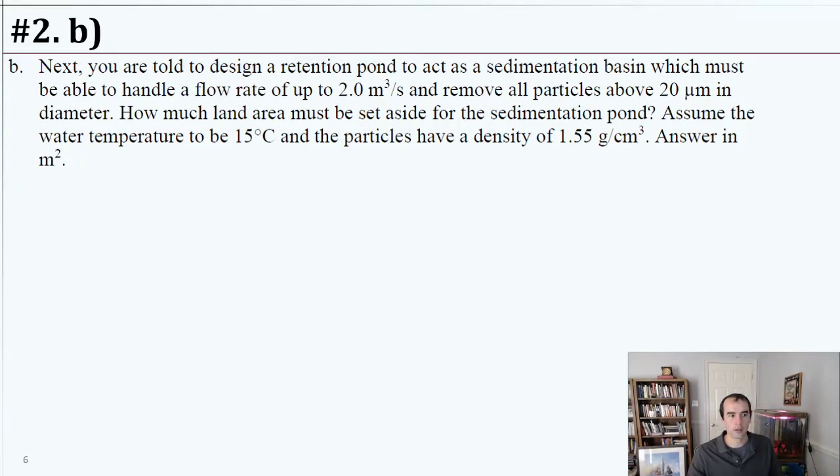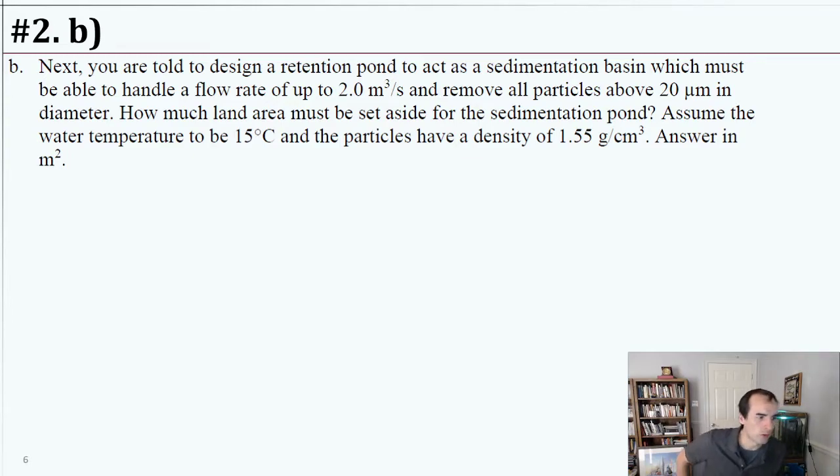So next we are told to design a retention pond to act as a sedimentation basin, which must be able to handle a flow rate of up to 2 cubic meters per second and remove all particles above 20 micrometers in diameter. The question is, how much land area must be set aside for the sedimentation pond? Here we have to assume the water temperature to be 15 degrees Celsius and the particles to have a density of 1.55 grams per centimeter cubed. And the question asks us to answer in square meters.